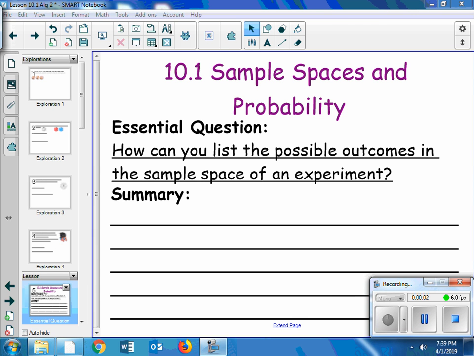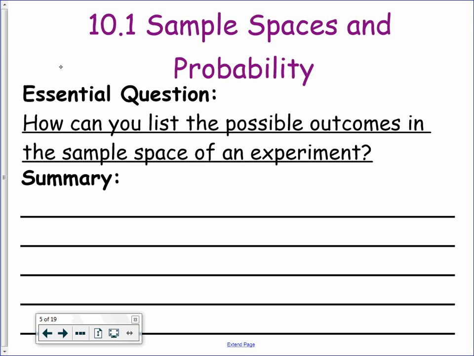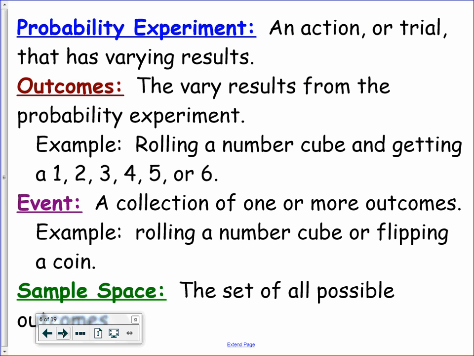Hello, Algebra 2. This is the first day of Chapter 10. The first lesson is 10.1, Sample Space and Probability. The essential question is, how can you list the possible outcomes in the sample space of an experiment?